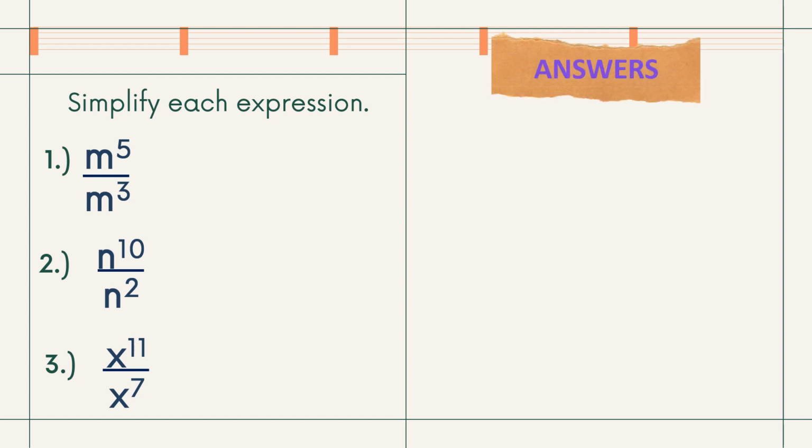So, what is your answer for number 1? m to the 5th divided by m to the cube. Alright, the answer is m to the 2nd power, or m squared. What is your answer for number 2? Yes, you get the correct answer. It is n to the 8th power. How about number 3? Alright, it is x to the 4th power. It is so very easy, right? So this is the quotient rule.